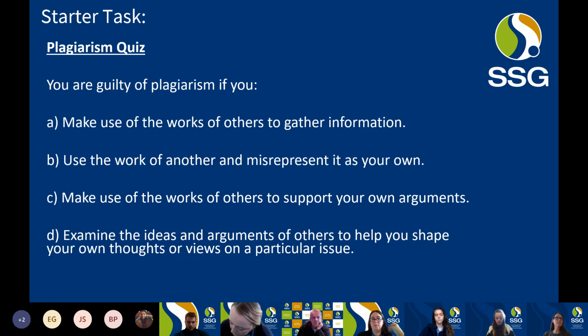So you are guilty of plagiarism if you A, make use of the works of others to gather information, B, use the work of another and misrepresent it as your own, C, make use of the works of others to support your own arguments, or D, examine the ideas and arguments of others to help you shape your own thoughts or views on a particular issue. So there is one answer there, A, B, C, or D. Just write it down, what you think it is.